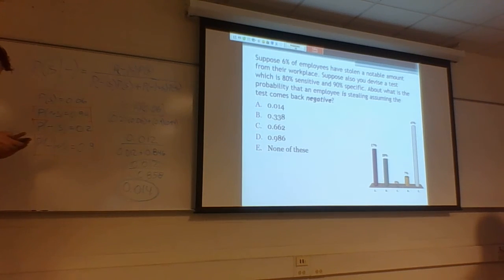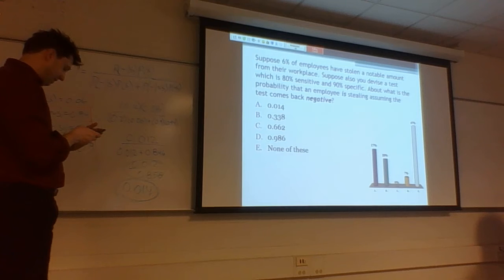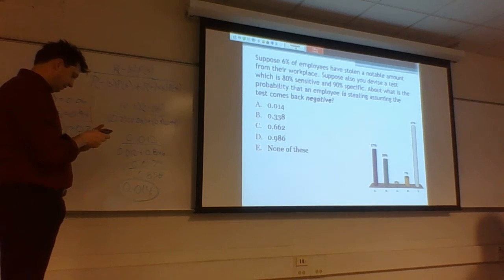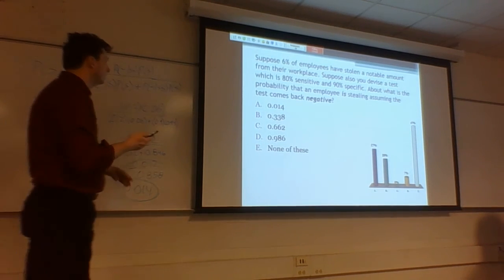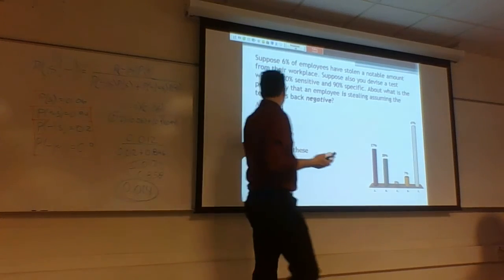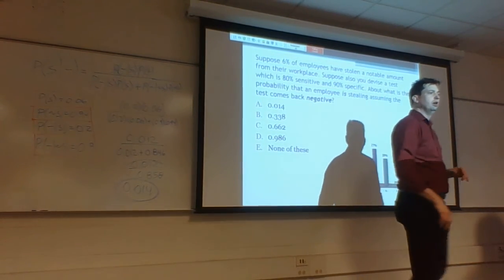Is that correct? Did everyone get that? 0.858. Oops. 0.012 divided by 0.858. Yeah, I got 0.14. So A is the right answer. A is the right answer there.